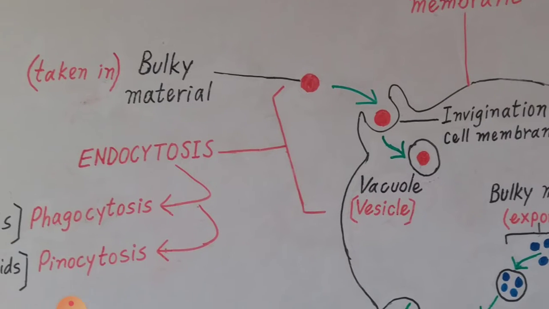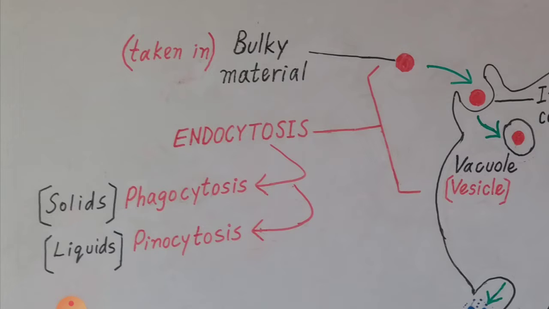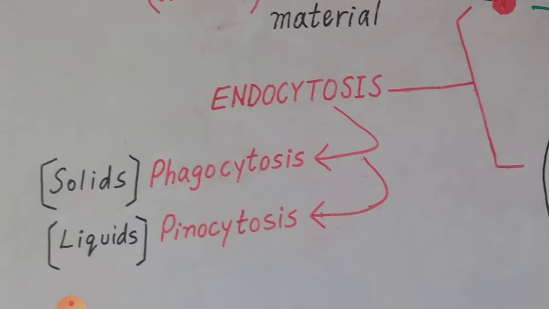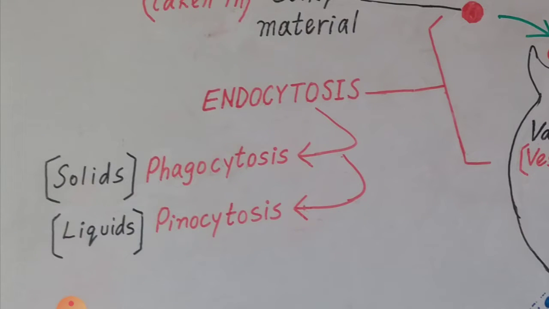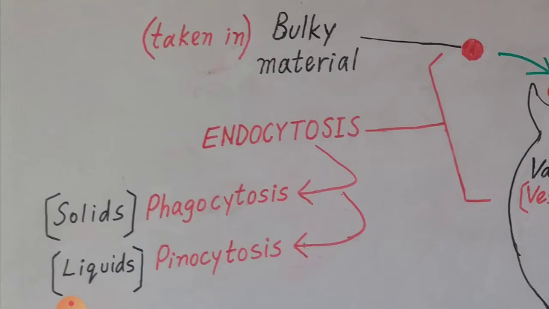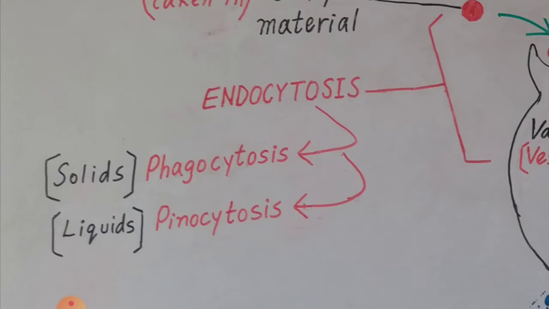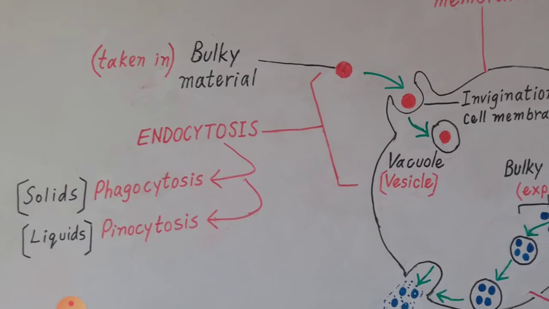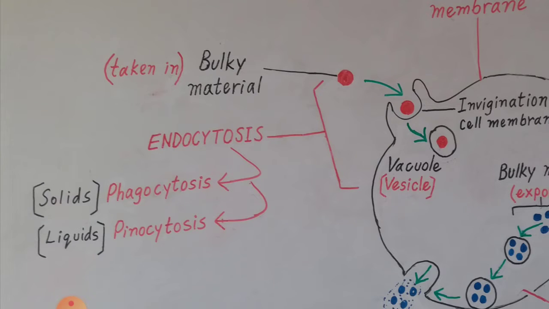So endocytosis is of two types. There are two forms of endocytosis. One is phagocytosis and the second is pinocytosis. Phagocytosis is the taking in of solid bulky materials. During phagocytosis, bulky materials are solids, and during pinocytosis, bulky materials which are being taken inside the cell are liquids, and these liquids are in droplet form. So during phagocytosis, solid bulky materials are taken in, whereas during pinocytosis, liquid bulky materials are taken inside the cell, and this process is called endocytosis.